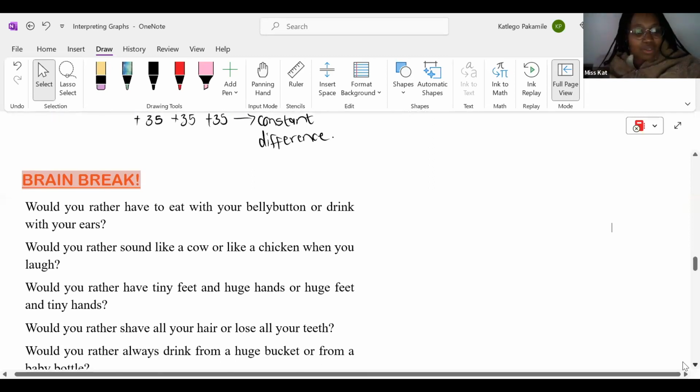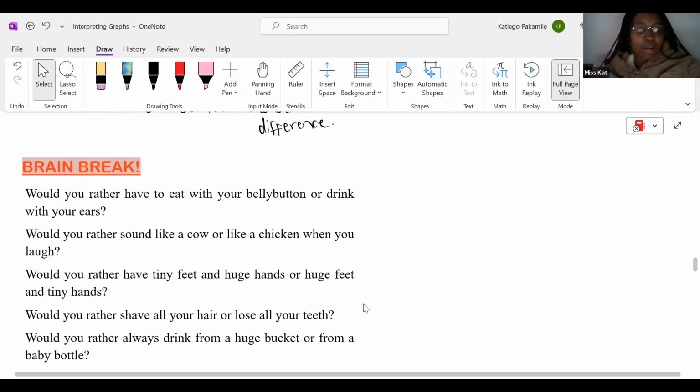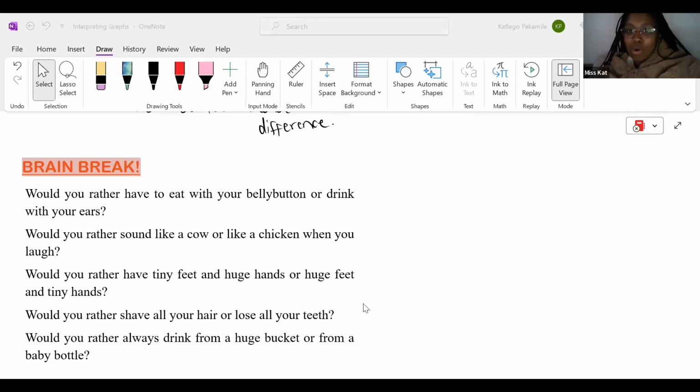Let's check the last one. Would you rather always drink from a massive bucket or a baby bottle? Always drink from a huge bucket or from a baby bottle? Let's hear what Kamogelo has to say. Kamogelo. Yes, Kamogelo.